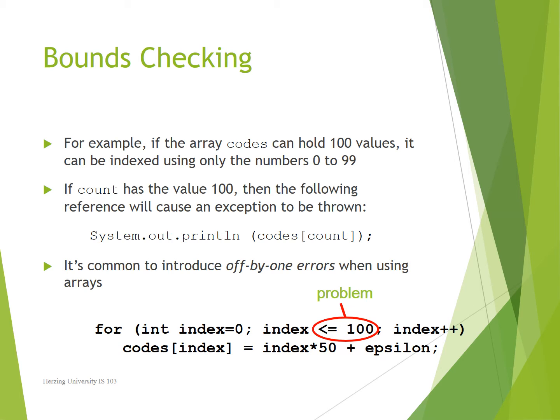For example, if the array codes can hold 100 values, it can be indexed using only the numbers 0 to 99. If count has the value 100, then the following reference will cause an exception to be thrown: System.out.println(codes[count]). It's common to introduce off-by-1 errors when using arrays. If you look at the example below, the circled in red and the problem is <= 100.